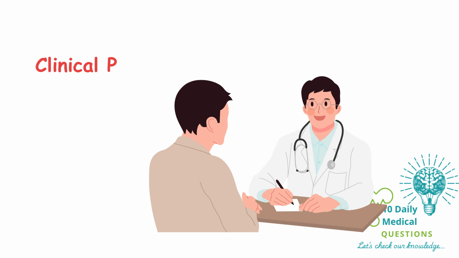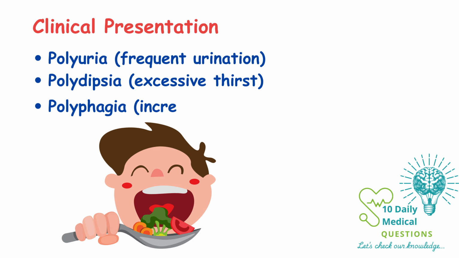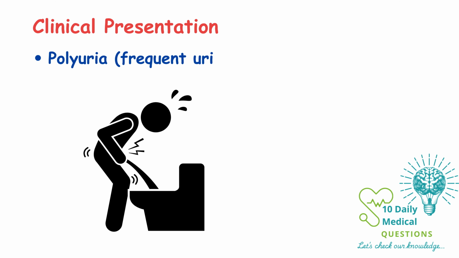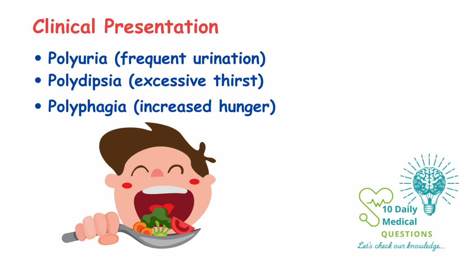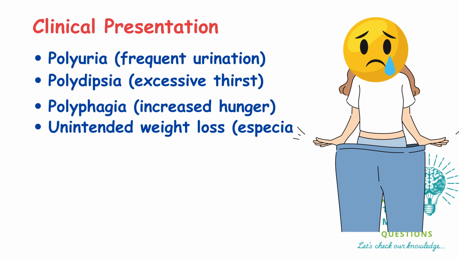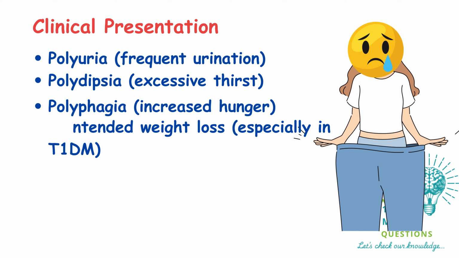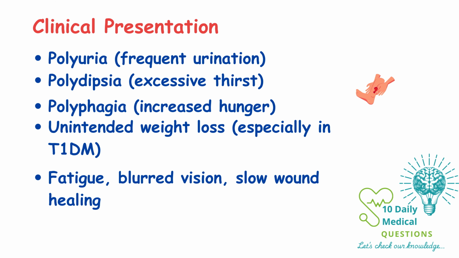Clinical presentation. Symptoms of diabetes often include the 3 P's: polyuria, polydipsia, and polyphagia, meaning frequent urination, excessive thirst, and increased hunger. Other symptoms may include unintentional weight loss, especially in type 1, along with fatigue, blurred vision, and slow healing wounds.